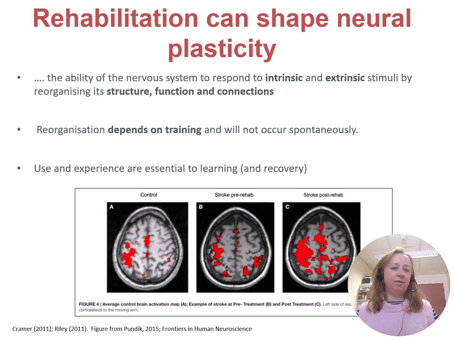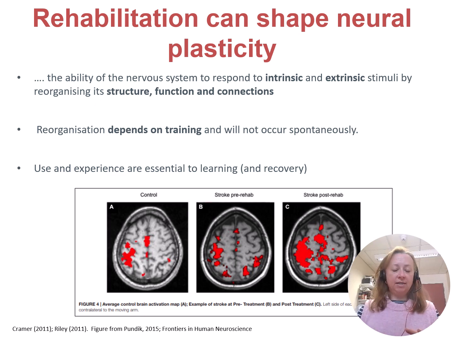And when we're thinking about designing rehab interventions, we want to be designing them to optimize neuroplasticity. So we know that this reorganization depends on training. Apart from in the very early phases after a stroke, it doesn't happen spontaneously. It happens in response to experience and use and training. And so those things are all essential to learning, which is essential to carryover and recovery after a stroke.